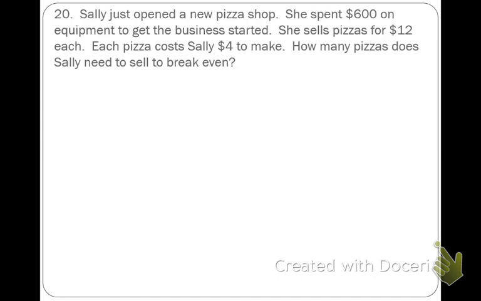So we need to come up with a situation, an equation that models this. So how many pizzas does Sally need? We need to define a variable first, and we can call it P.